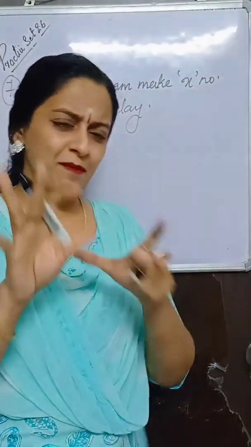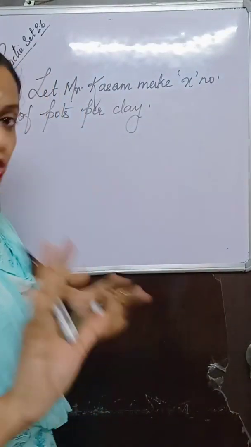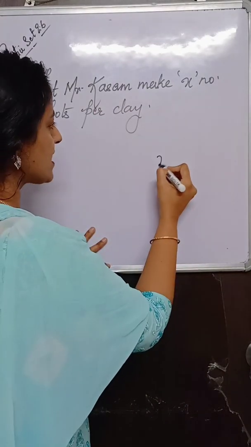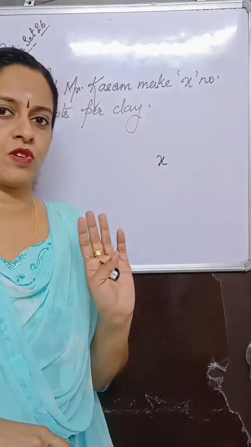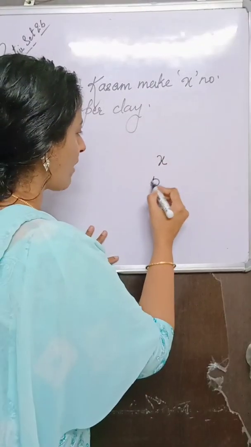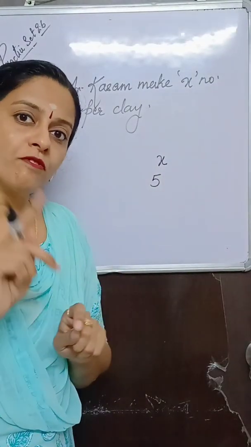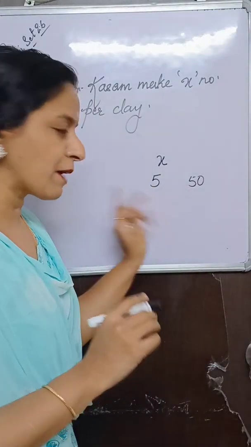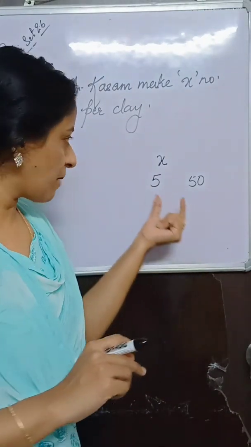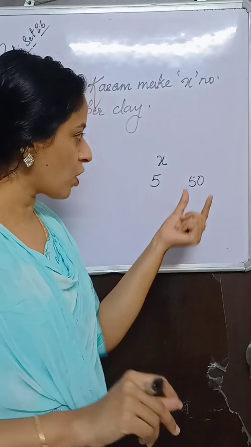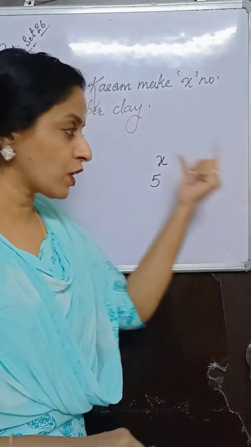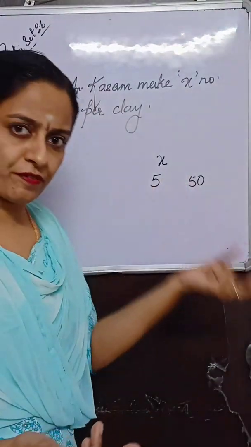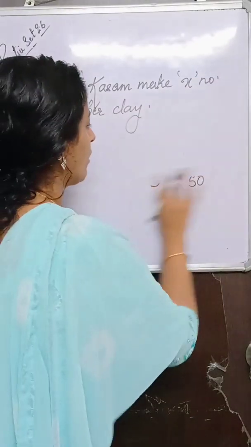Now, let us put some other values and check our basic logic related to this question. We have taken the number of pots in one day as X. Let me take that in one day he is making 5 pots. Cost of one pot is 50 rupees. So what will be the total cost of these 5 pots? Simple. 50 into 5, 250 rupees. This we know. Okay. Now coming back.